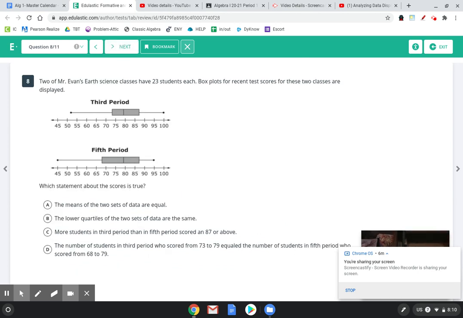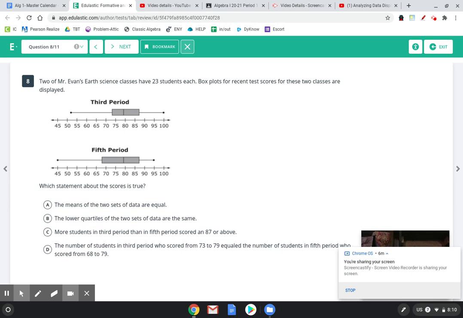Question 8. 2 of Ms. Evans' earth science classes have 23 students each. The box plots for recent scores for these 2 classes are displayed. It says, which statement of the scores is true? Based on 3rd and 5th period, the means of the 2 sets of data are equal. The lower quartiles of the 2 data sets are the same.